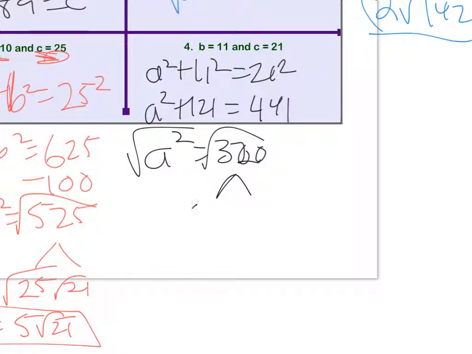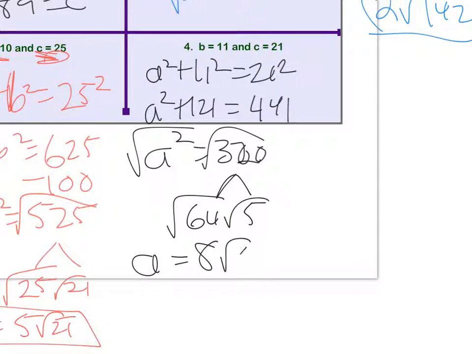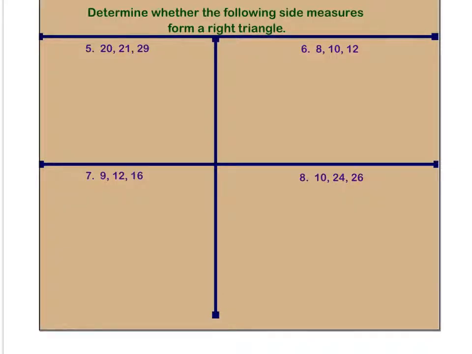And when doing so, I figured out 64 and 5 is a perfect fit. So a is going to be equal to 8 square root of 5. So here, determine whether each three form a right triangle. So remember, the short two have got to be equal to the third one. So when I look at this, here's what I'm looking at. It's got to be 20 squared plus 21 squared equals 29 squared.